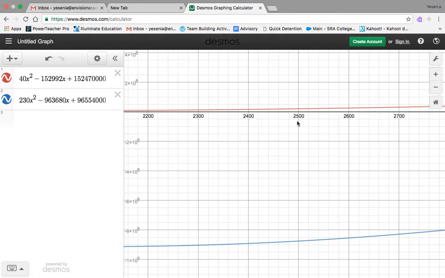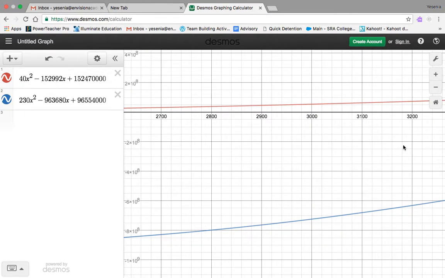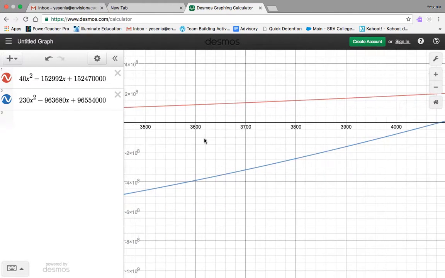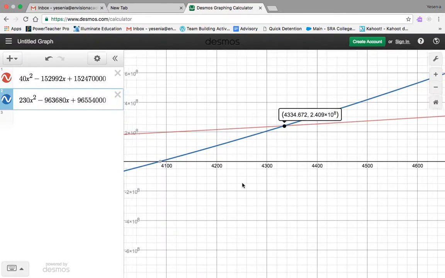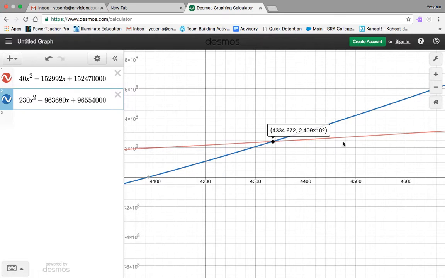See this, 2500, the year 2600. Let's keep going because I saw it intersect somewhere over here. Keep going, keep going. It might take you a while, but here we go. I guess Desmos already pinpointed the point of intersection. So remember, x was years, y was population.